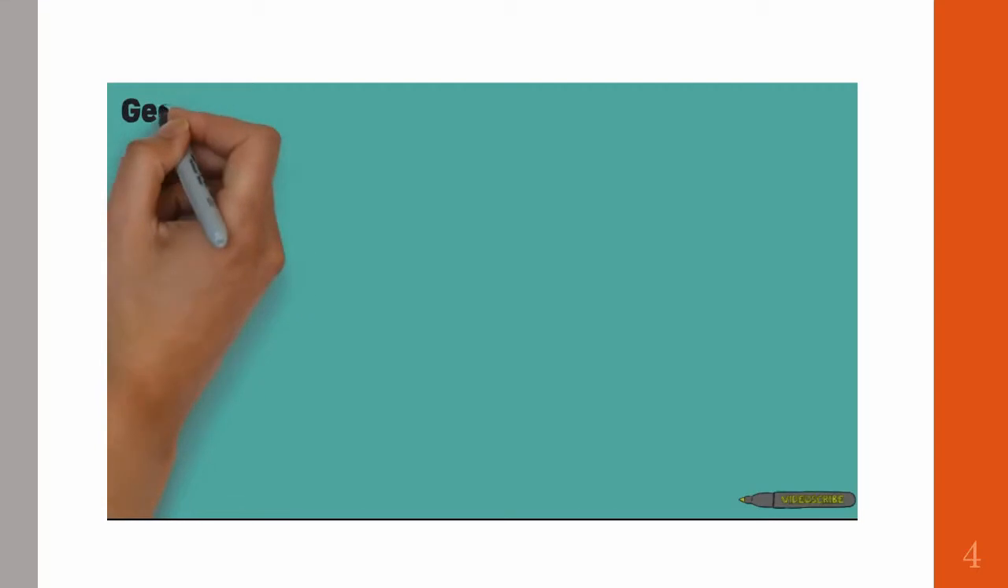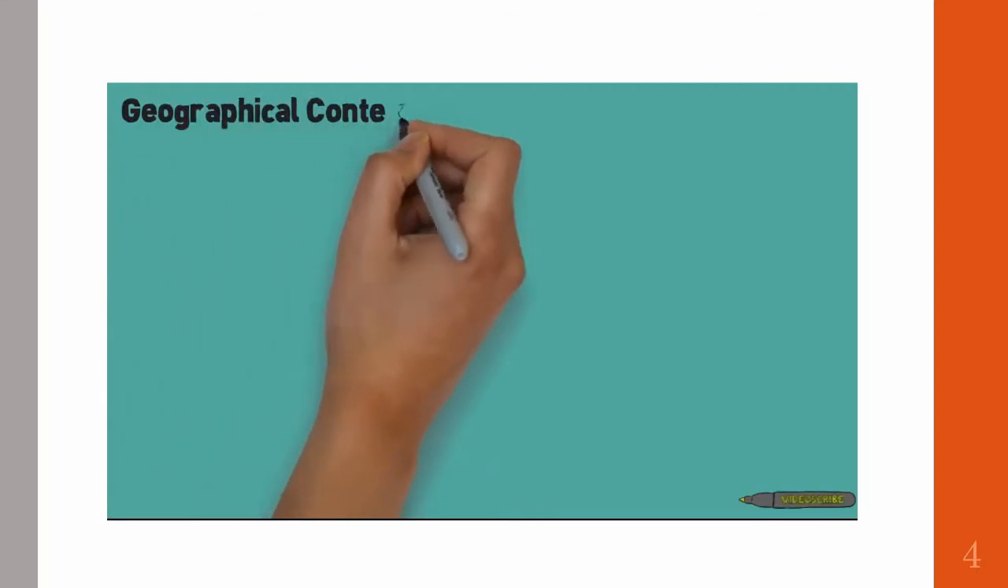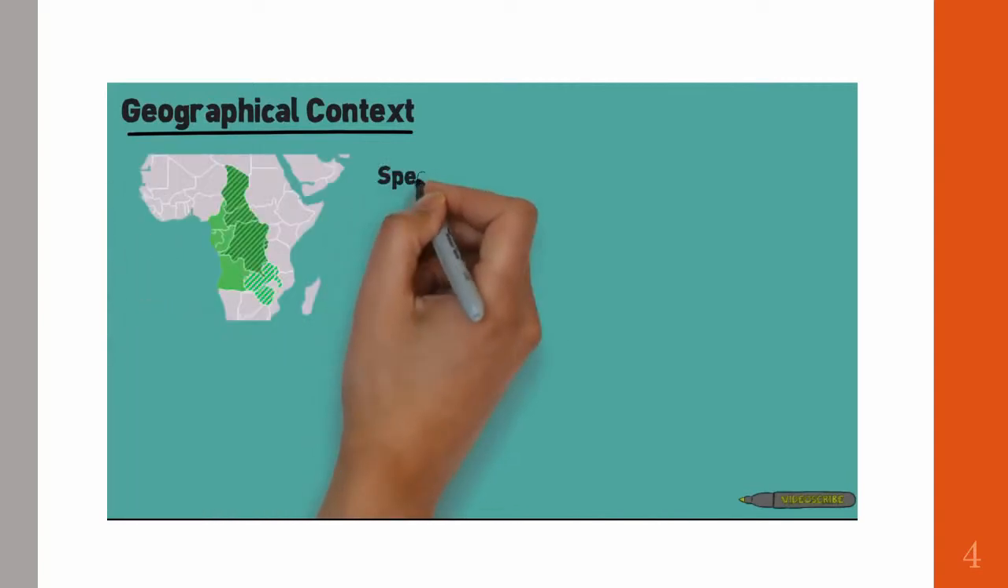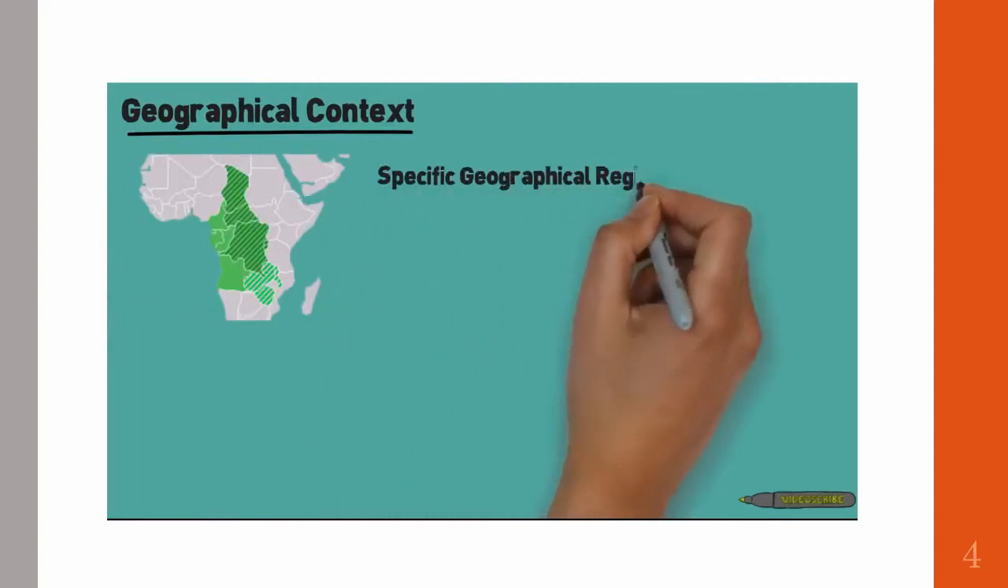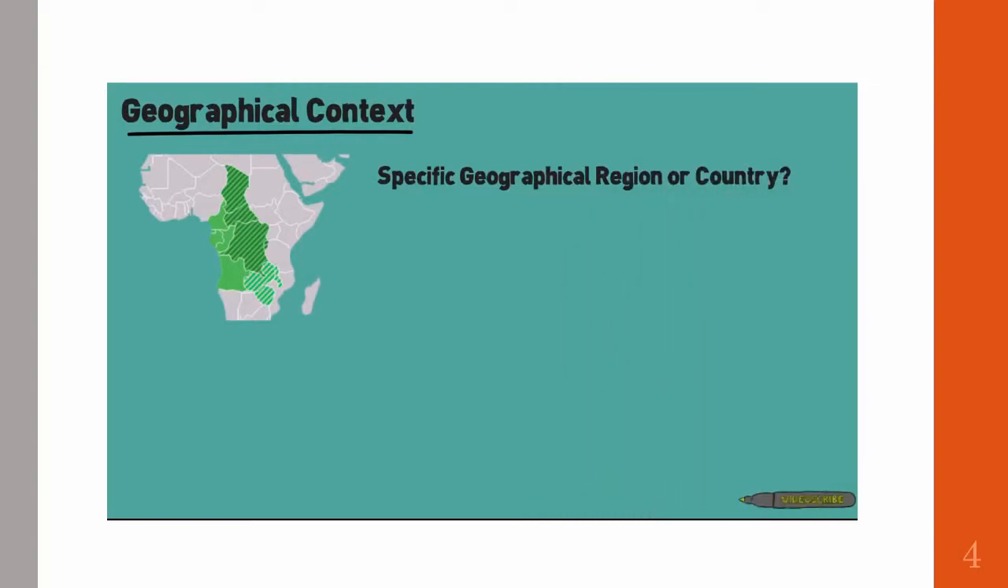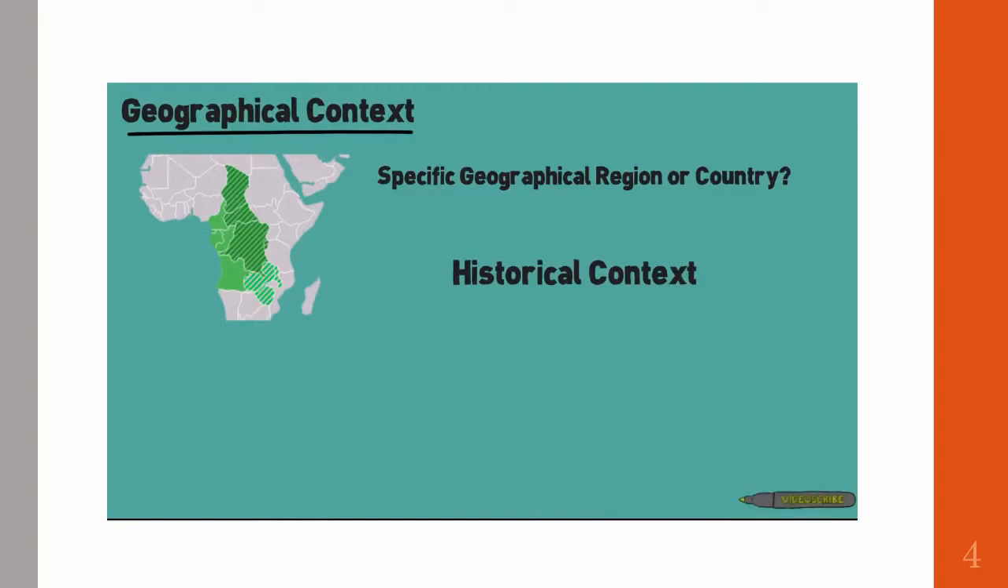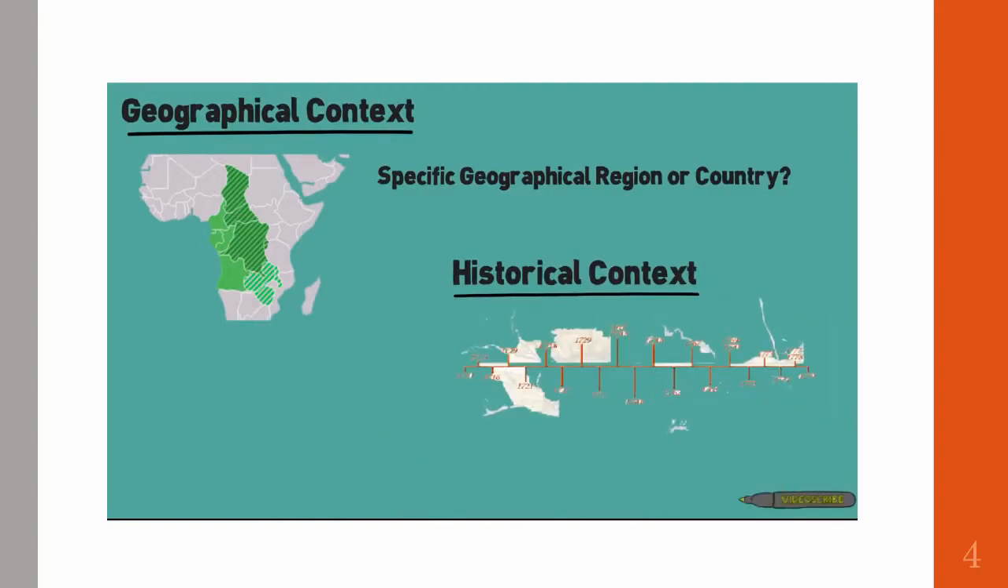For example, you could add some geographical context to your paper. Is there a geographic region or country in which gorillas are specifically affected by deforestation? Perhaps you want to focus more on a historical context. Is there a certain time aspect you want to write about? Perhaps the time when deforestation really started to affect gorillas.